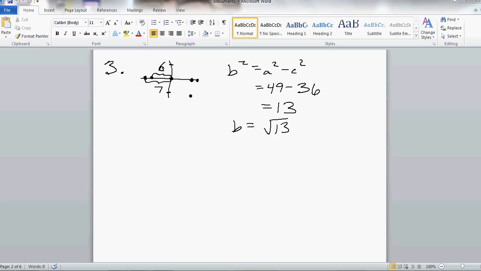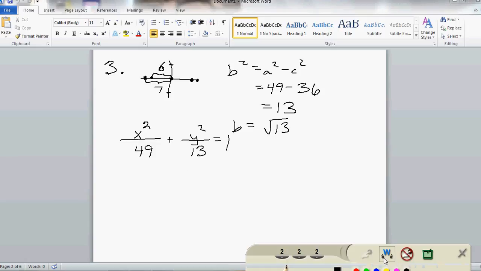So now, as long as we have a and b, we can find the equation. So that will be this form. It always equals 1. The major axis is on the x, so it's going to be x squared and y squared. a goes with the major axis, so a was 7. 7 squared is 49. And b goes with the minor axis, or the y. And so square root of 13 squared is 13. So final answer is x squared over 49 plus y squared over 13 equals 1.